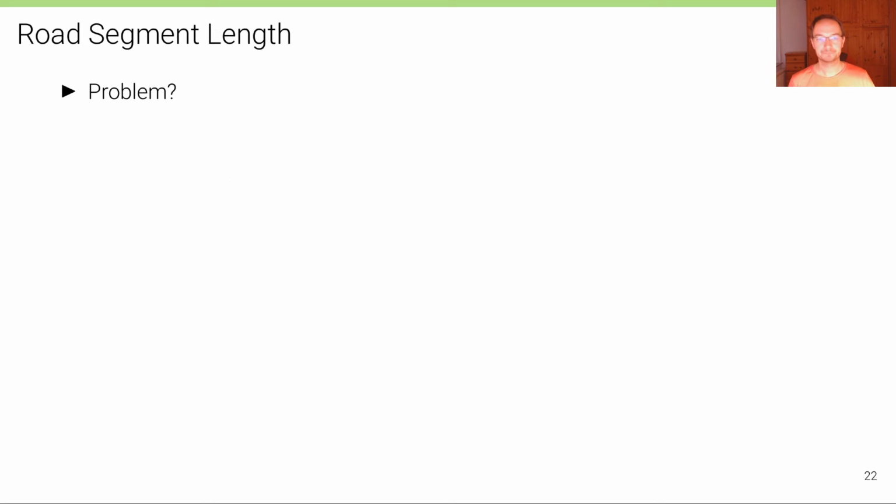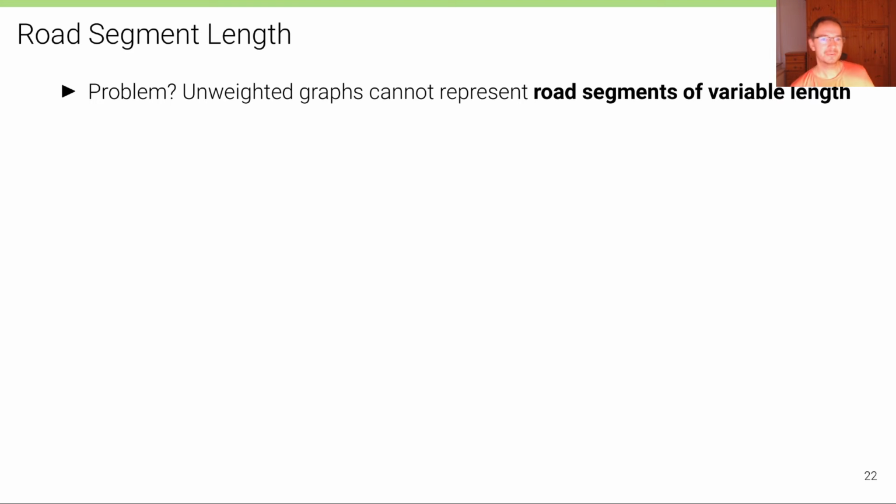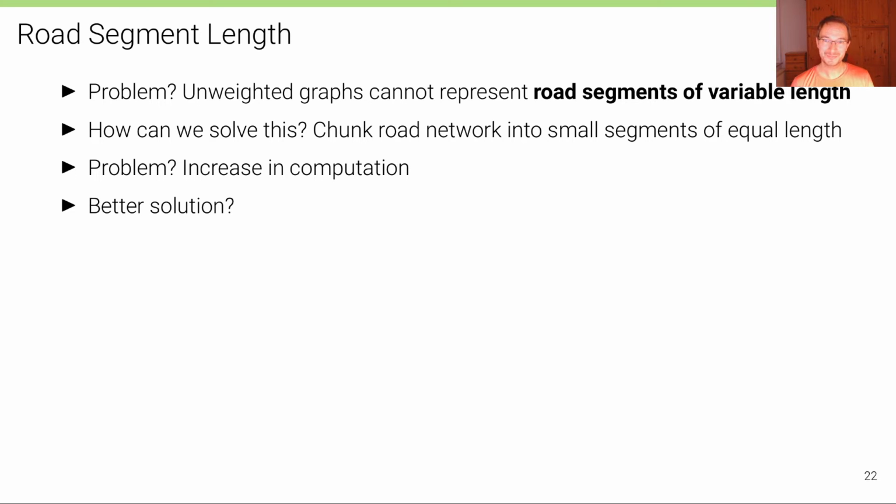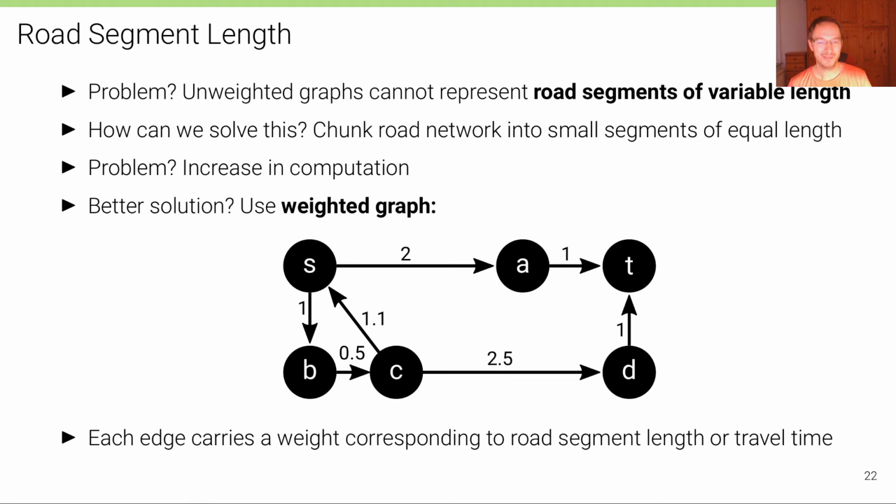Okay, so I found this path here now. This is breadth first search. This is great. I have an algorithm for finding the shortest path. But what's the problem with this? The problem is that unweighted graphs, as we considered so far, cannot represent road segments of variable length. So how can we solve this? Well, one naive solution would be to chunk the road network into small segments of equal length and then run the same algorithm there. But the problem is that this just increases computation a lot, which we don't want to do. So is there a better solution? There is, and it is to use weighted graphs.